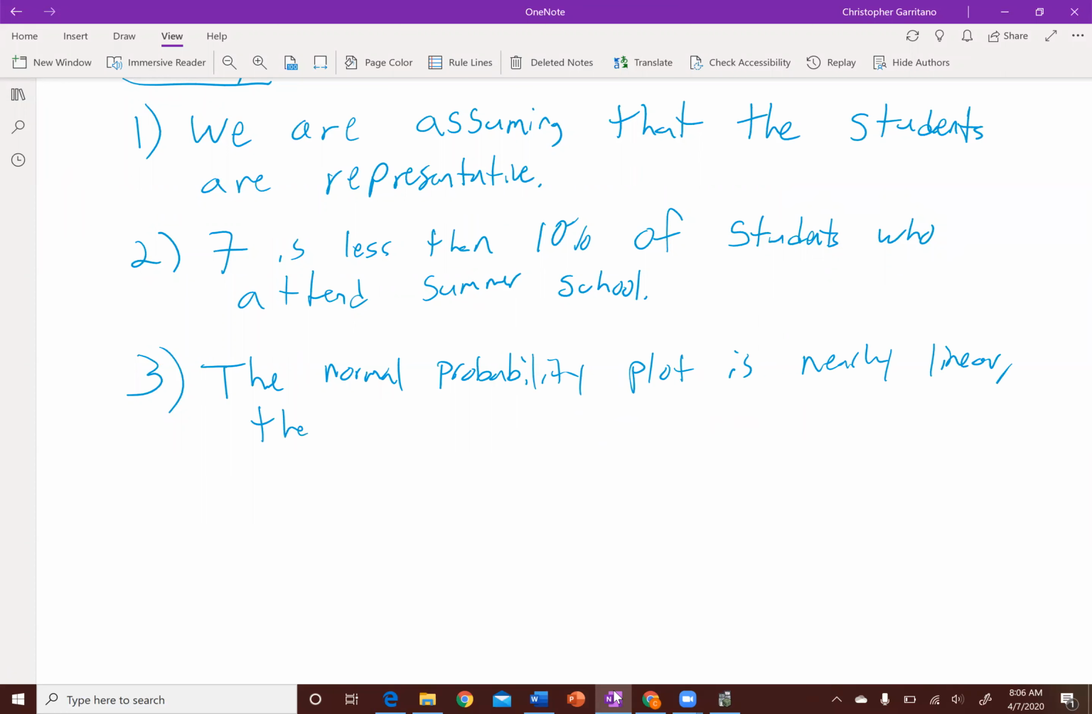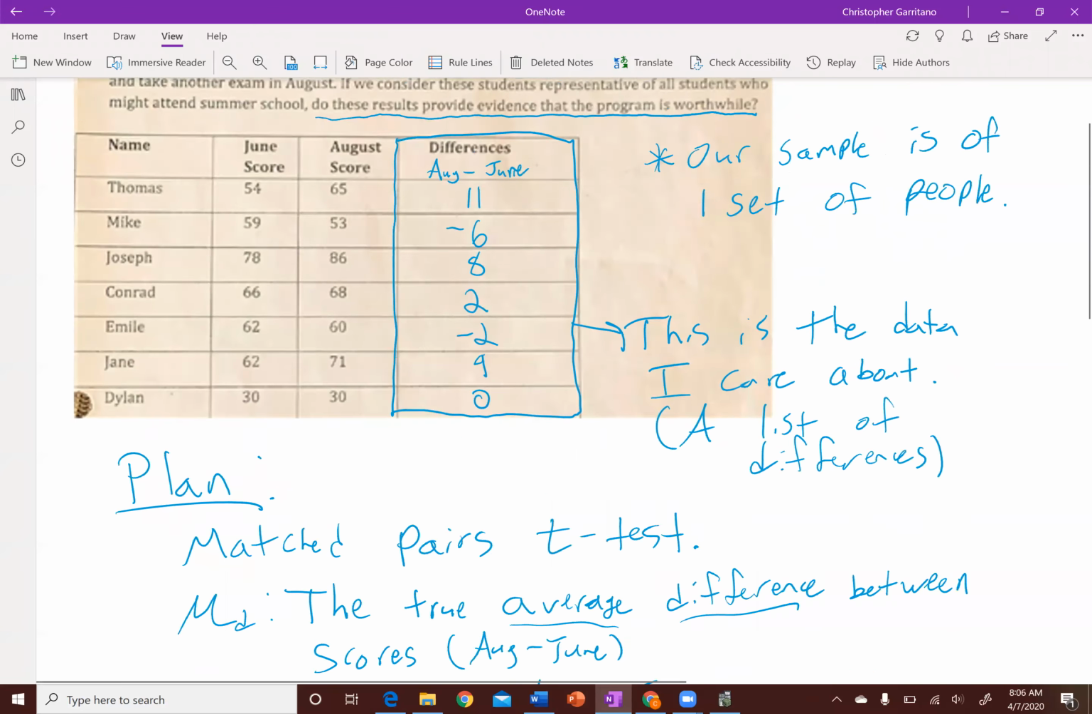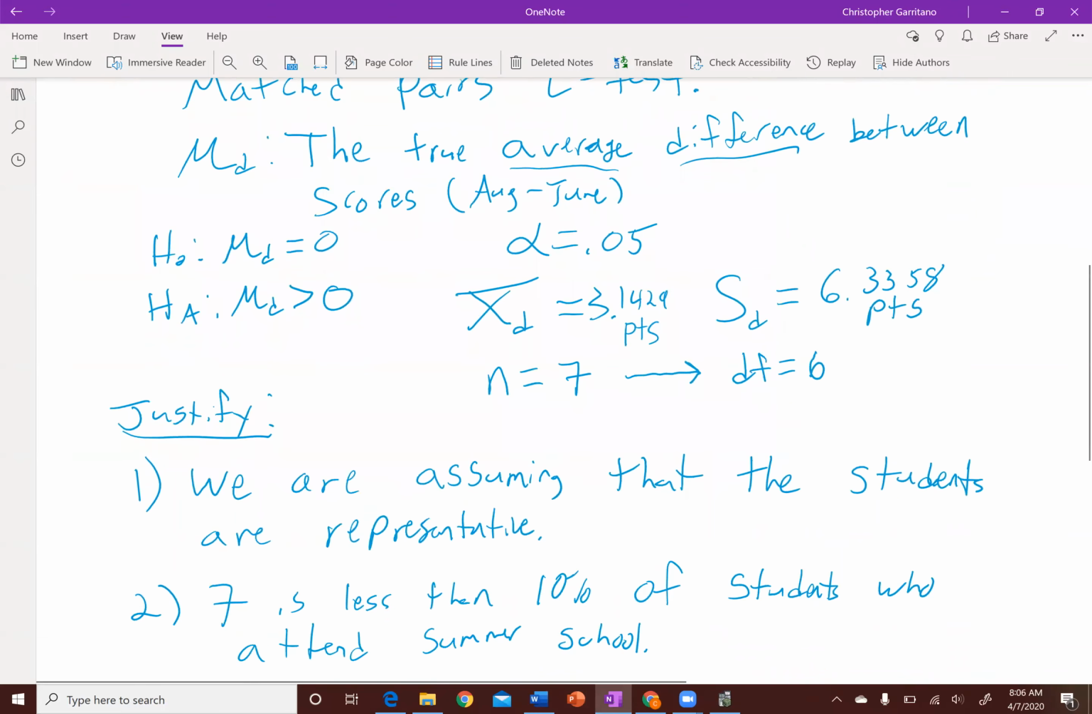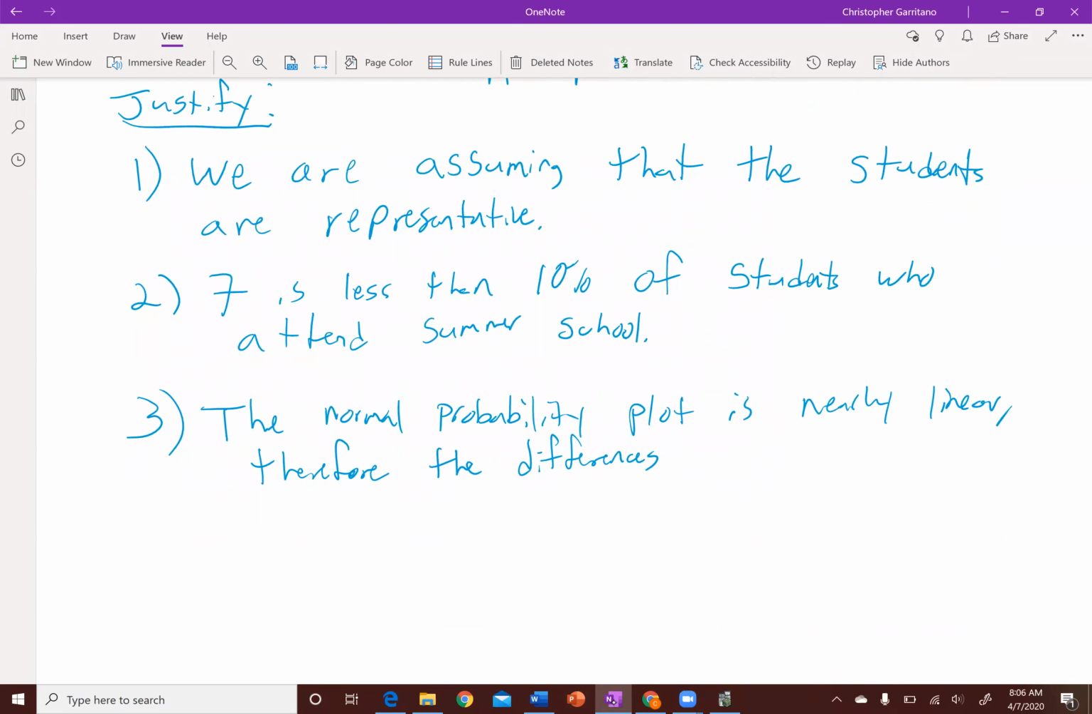Therefore, the differences, right? So that's, again, what we're studying is the list of differences or the distribution of differences. So we can say therefore the differences are nearly normal.